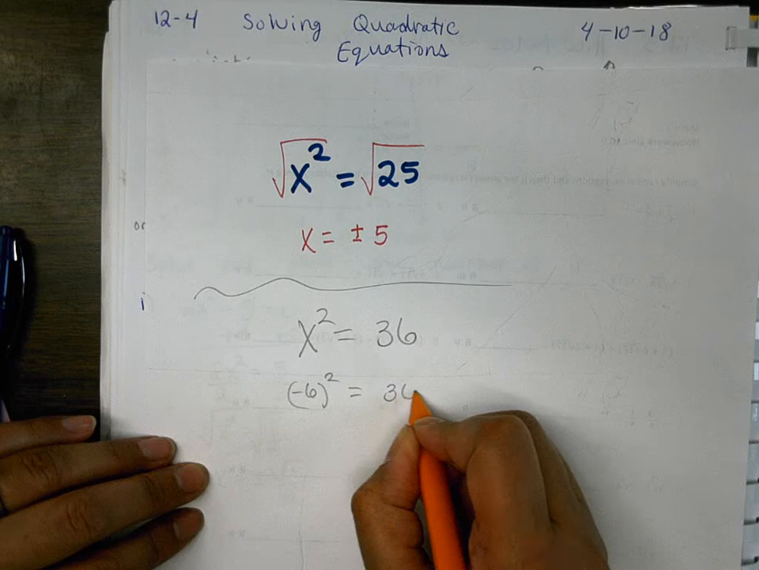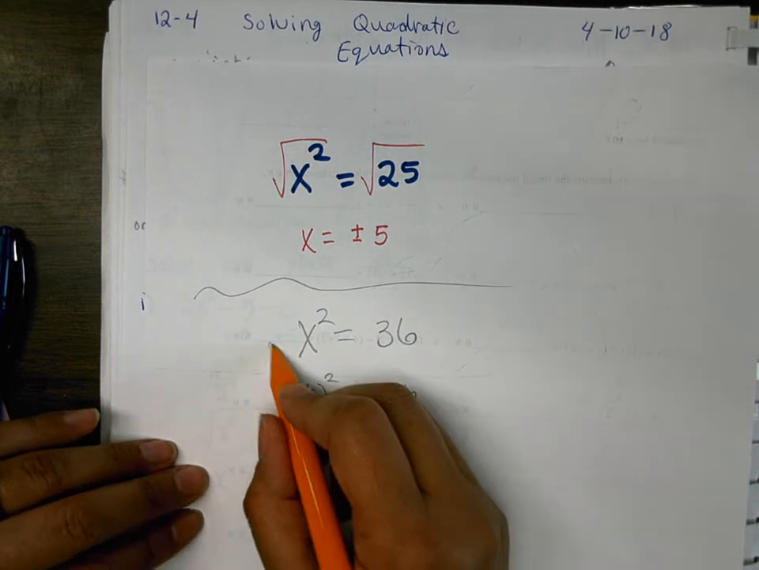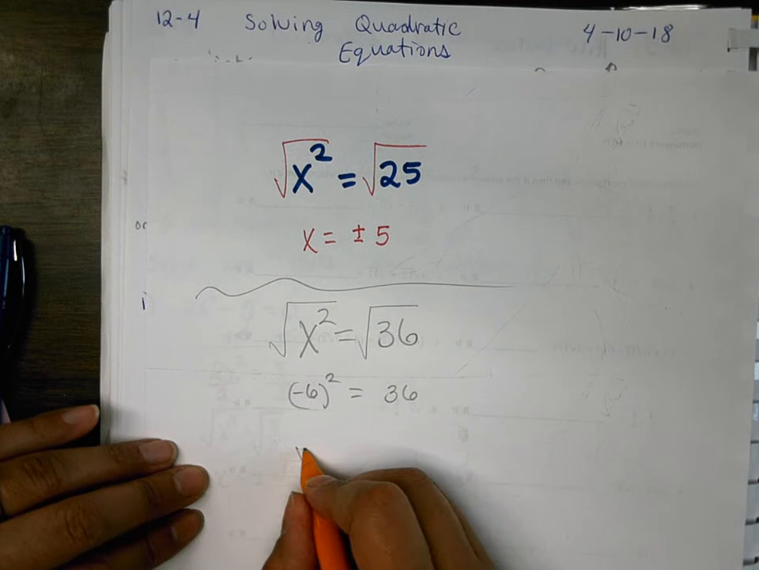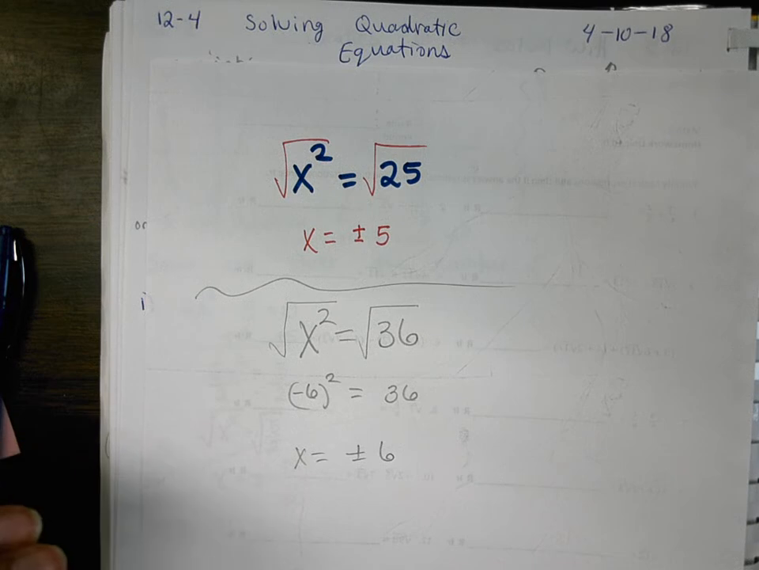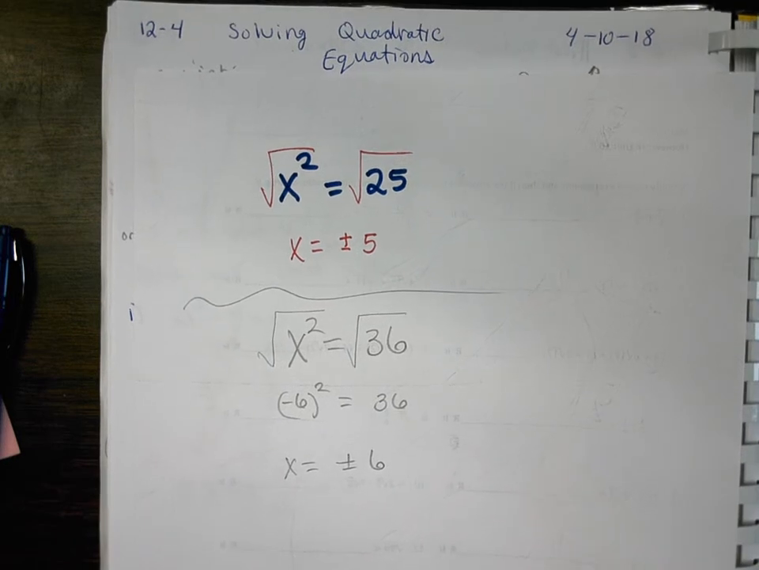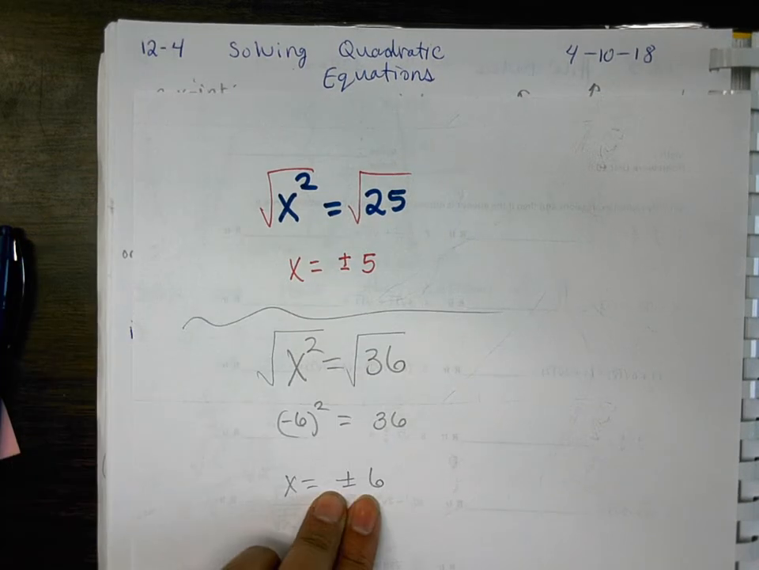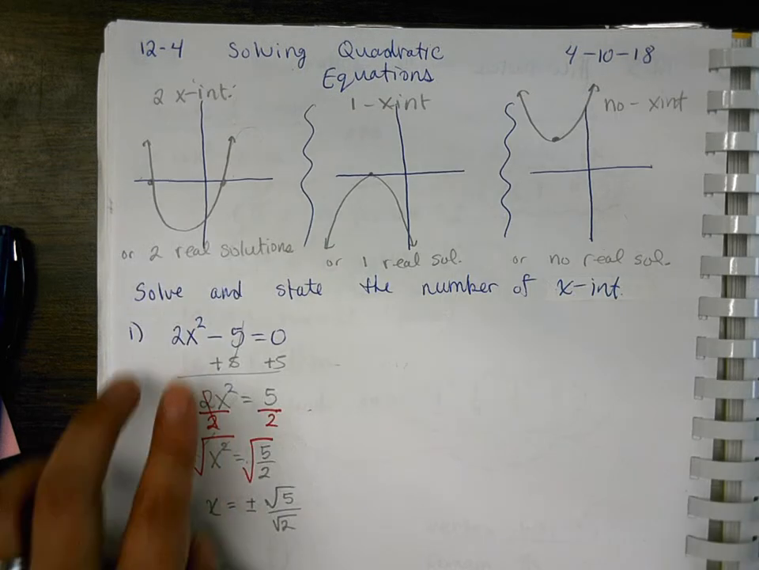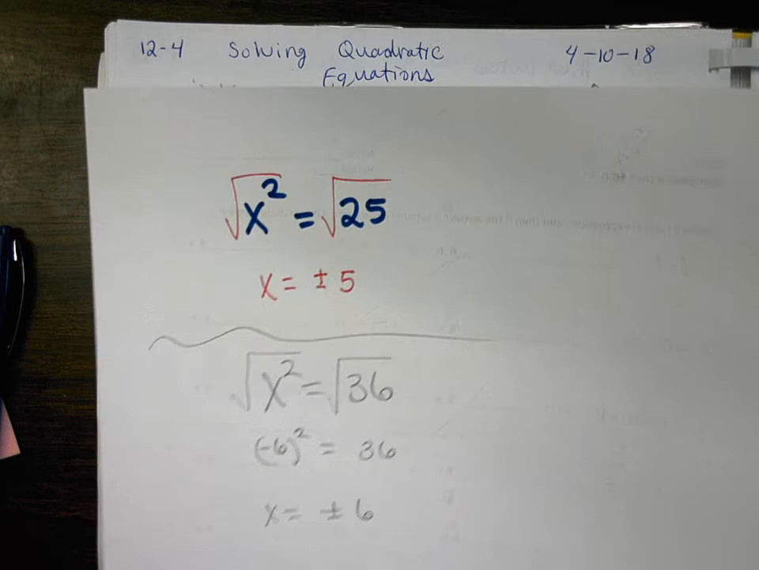Negative 6 squared is still 36, is it not? Yes. So whenever you square root both sides, you do have to write plus or minus whatever that square root is. But it's the same answer, isn't it? Positive and negative, they're opposites. They're not the same, but they come out to both be 36 or both 25, but you have two solutions. That's actually where your two x-intercepts are coming from, this whole plus or minus business.